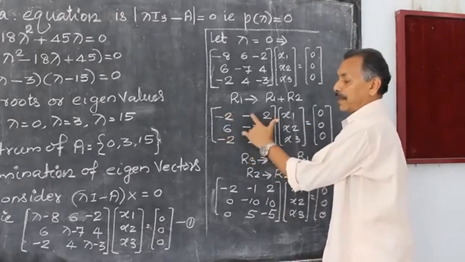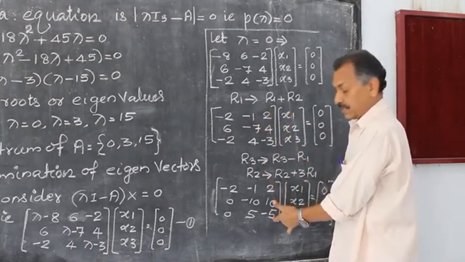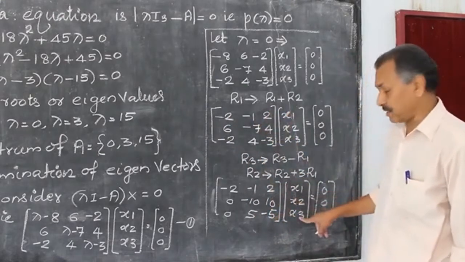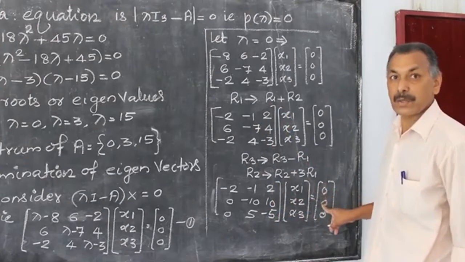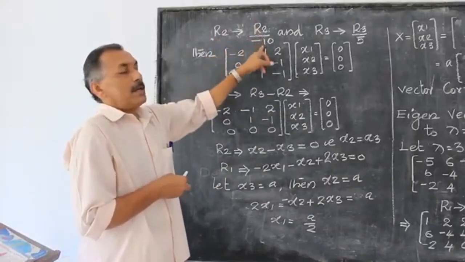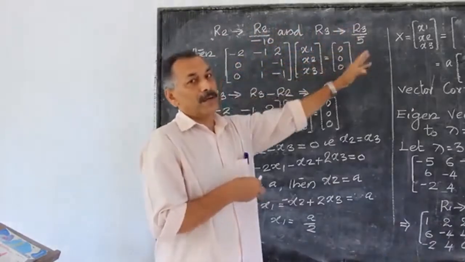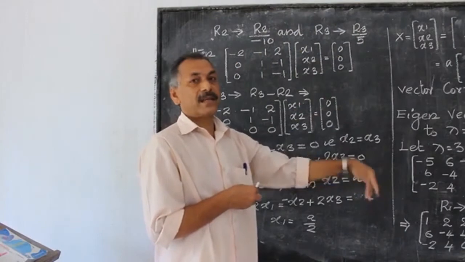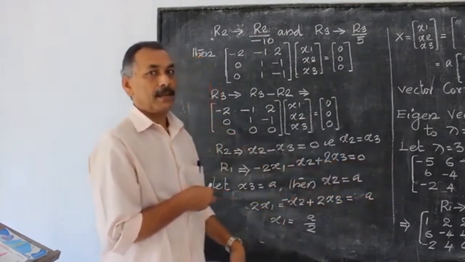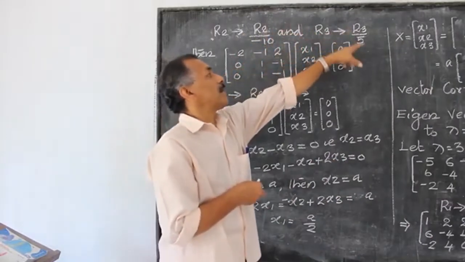So now the rows are minus 3, minus 2, minus 6 into x1, x2, x3 is equal to 0, 0, 0. Then R2 changes to R2 by minus 10 and R3 changes to R3 by 5, to find the eigenvectors x1, x2, x3.